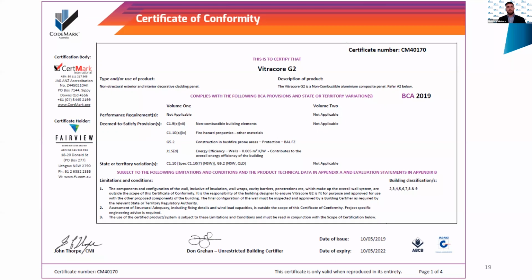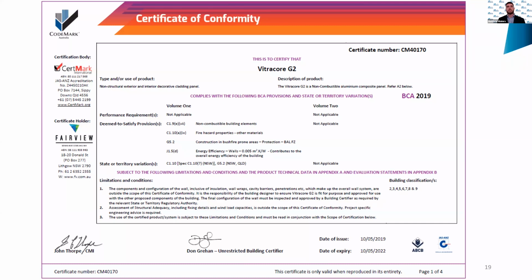We discussed briefly the use of CodeMark as a form of evidence of suitability, which is one of the assessment methods. So CodeMark certificates make very specific claims of compliance against specific parts of the BCA, and it's either deemed to satisfy or performance requirements or both in some circumstances. They contain really specific limitations and conditions, and the reason they do is simply because the certification body was provided with evidence and they'll provide limitations so it aligns with what they received.